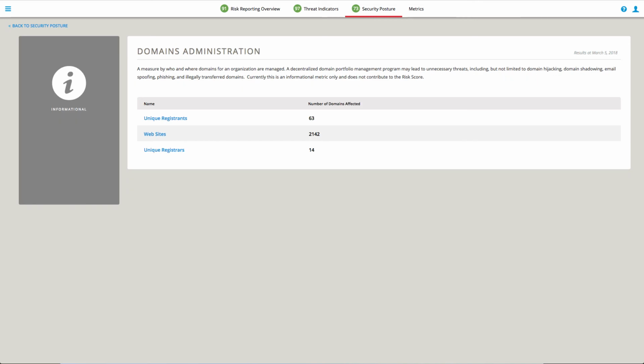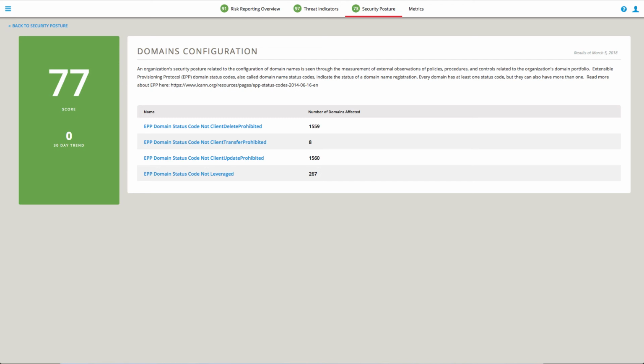Domain administration subcategory analyzes domain registrations to determine who and where domains are managed and registered. This analysis can help to identify and stop threats including but not limited to domain hijacking, domain shadowing, email spoofing, phishing, and illegally transferred domains. Currently, this is an informational metric only and does not contribute to the risk score.